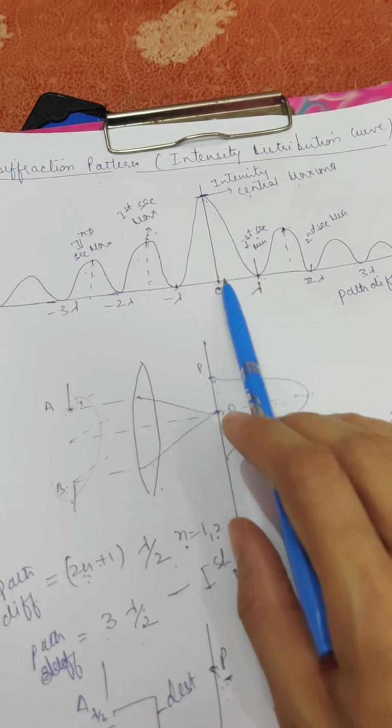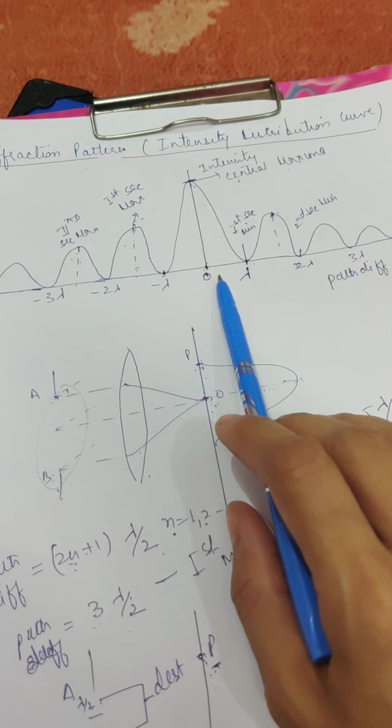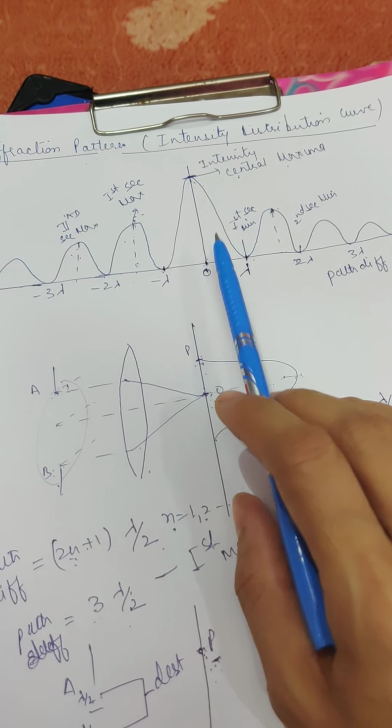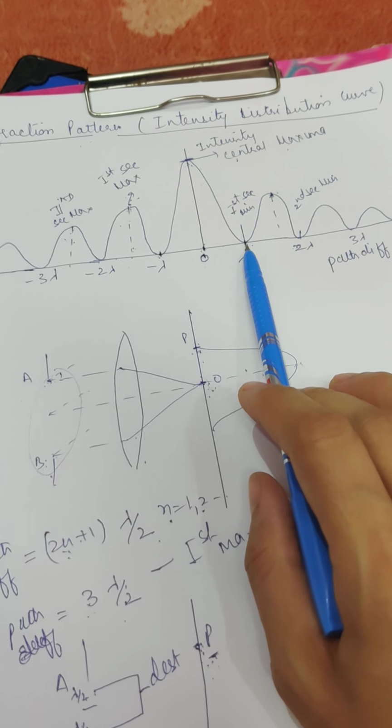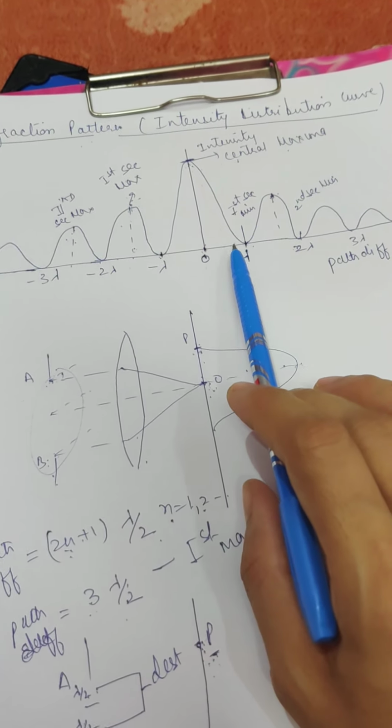And one thing is left in this diffraction due to a single slit, and that is our calculation of the width of the central maxima, which we will do in our next class.